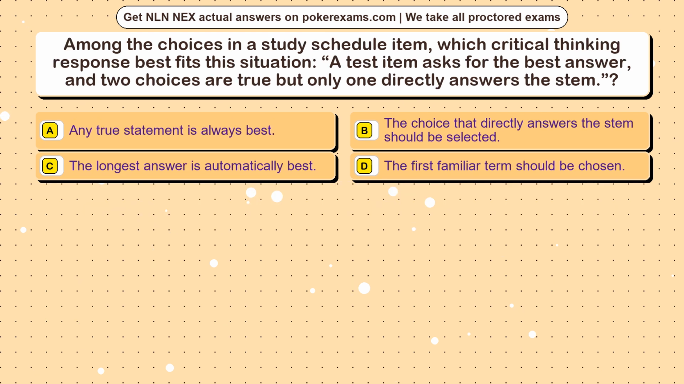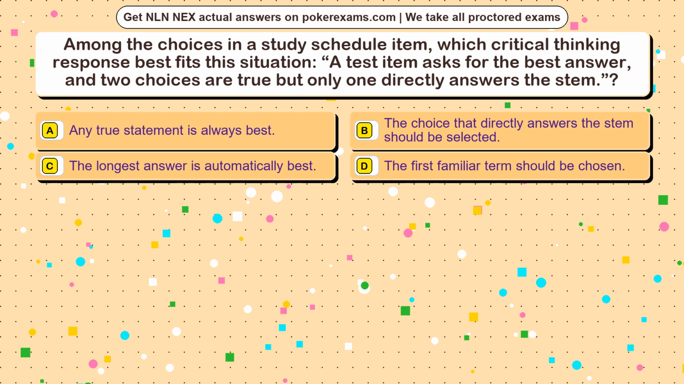Question 15. Among the choices in a study schedule item, which critical thinking response best fits this situation? A test item asks for the best answer, and two choices are true but only one directly answers the STEM. Option A. Any true statement is always best. Option B. The choice that directly answers the STEM should be selected. Option C. The longest answer is automatically best. Option D. The first familiar term should be chosen.